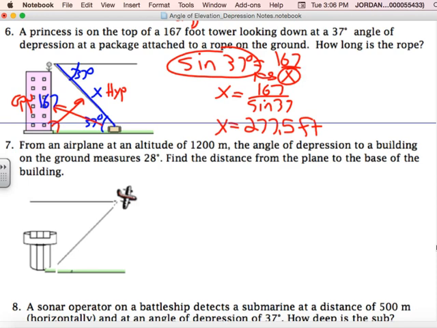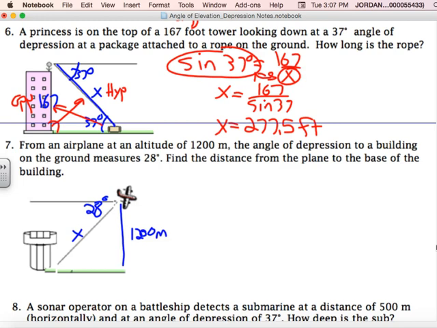Let's do this next one, number 7. From an airplane at an altitude of 1,200 meters. So this airplane is 1,200 meters from the ground. The angle of depression to a building on the ground measures 28 degrees. So this is 28 degrees. We want to find the distance from the plane to the base of the building. So that would be this line X.